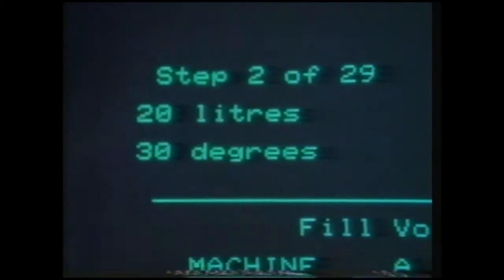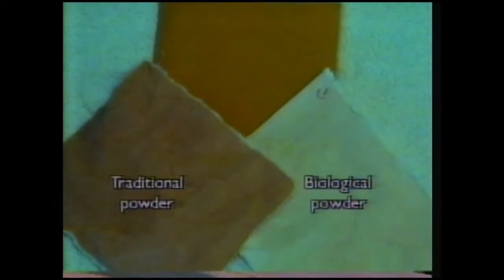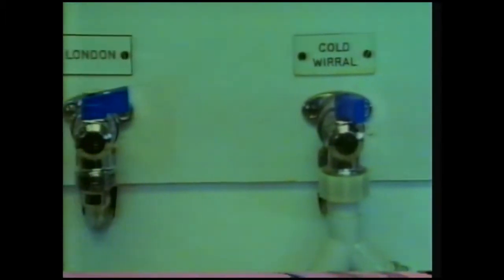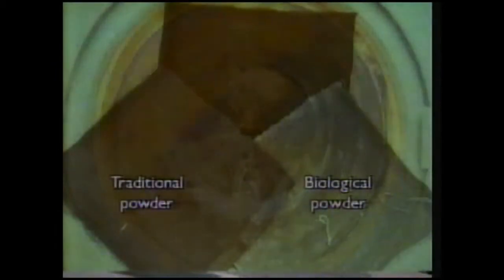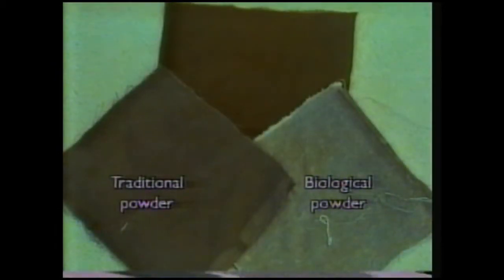Technologists also wash test cloths that have known stains. This is a cocoa stain, before and after washing. And the wash water can be changed to represent different degrees of water hardness. These are blood stains, before and after washing.